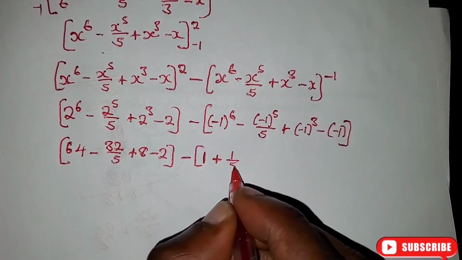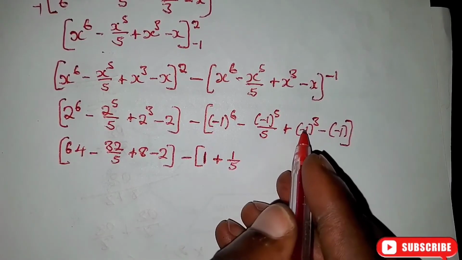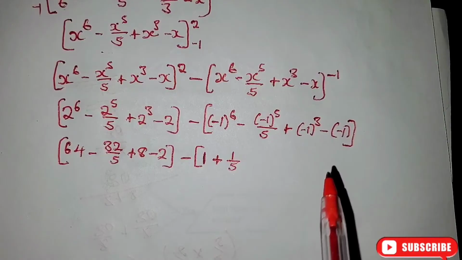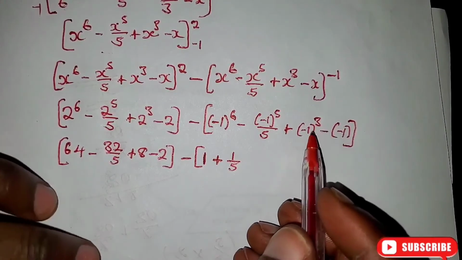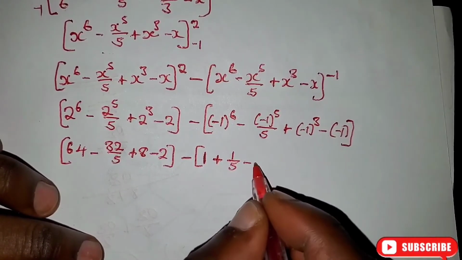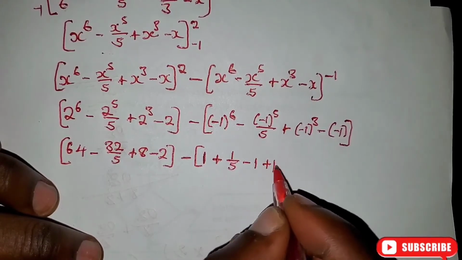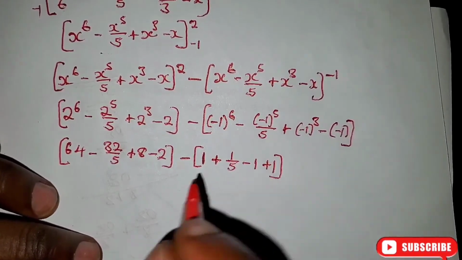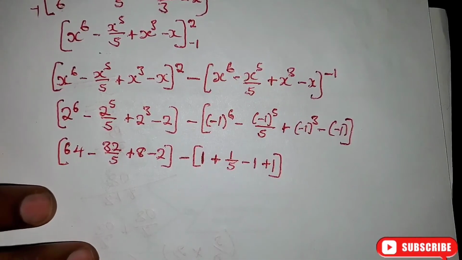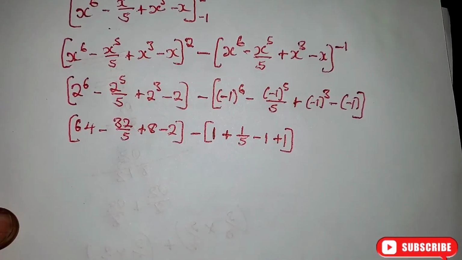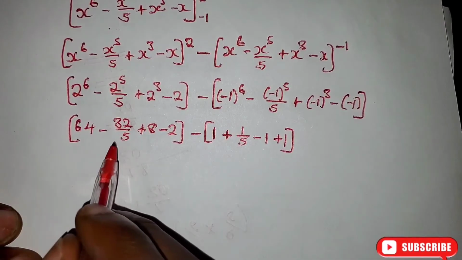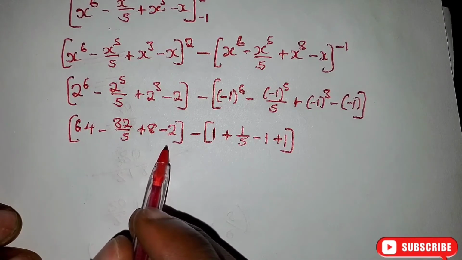Then 1 over 5, like this. Then this is also not an even number, it's an odd number, so it's going to give us minus 1. Negative plus negative, they are positive 1. It's as simple as this. All right, so you can punch these on the calculator.